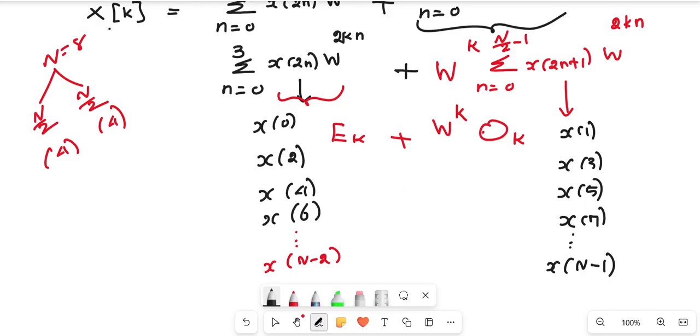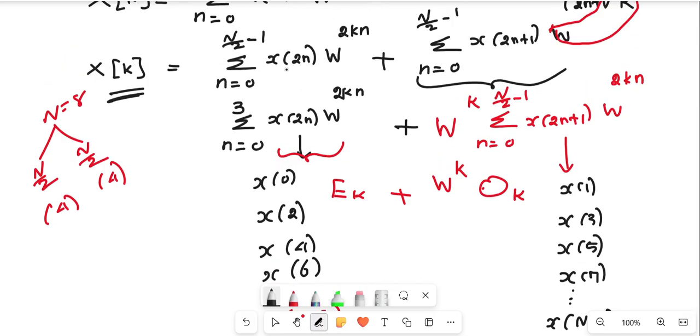Now see, although it needs to be evaluated N times, for k varying from 0 to N minus 1, each summation needs to be computed only N by 2 times, for k varying from 0 to N by 2 minus 1, because the even term and the odd term are repetitive with the interval of N by 2. That is due to the periodicity property. The original DFT time is reduced by approximately 50%.